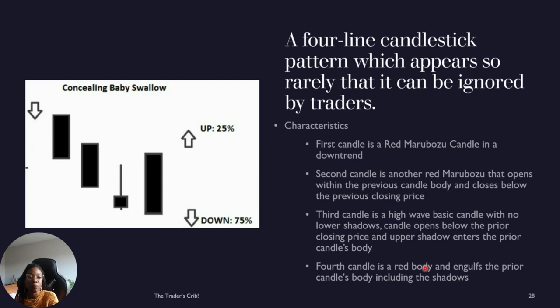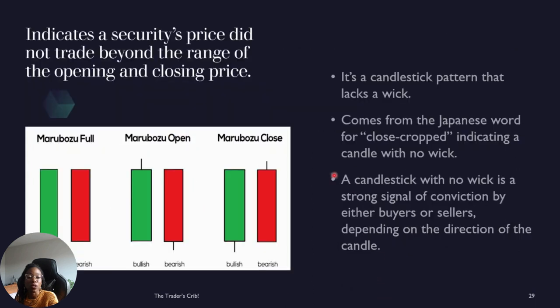Concealing baby swallow. This is a four-line candlestick pattern which appears very rarely and it can often be ignored. The first characteristic is a first red Marubozu candle in a downward trend. Marubozu means a candle that does not have any wicks. The second candle is another red Marubozu that opens within the previous candle body and closes below the previous closing candle price.